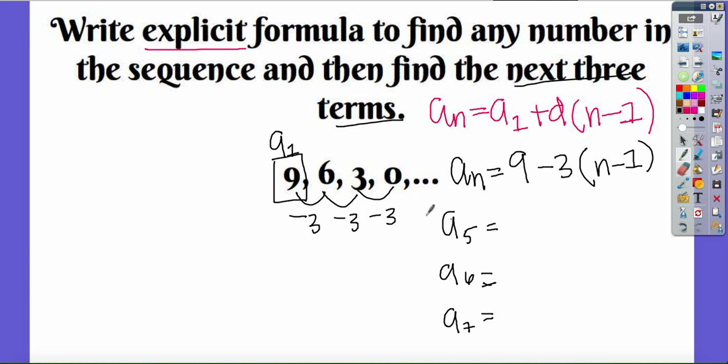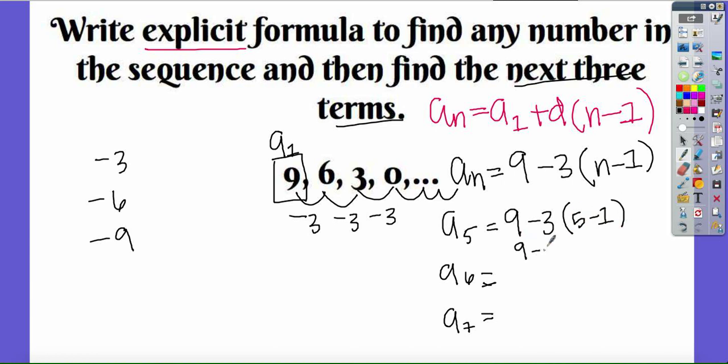Let's do it extending so that we could check. If I extended this pattern, our next 3 numbers just by using the pattern should be negative 3, negative 6, and negative 9. So let's see if that's what we come up with. If I want to find a sub 5, that's going to be 9 minus 3 times 5 minus 1. So 9 minus 3 times 4. So that is 9 minus 12. So that is negative 3.